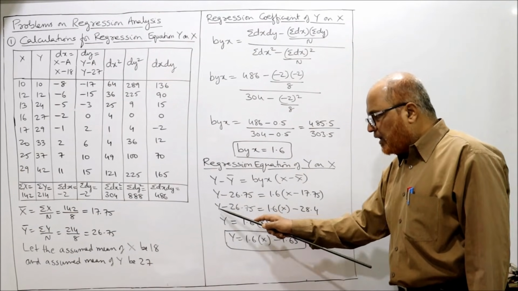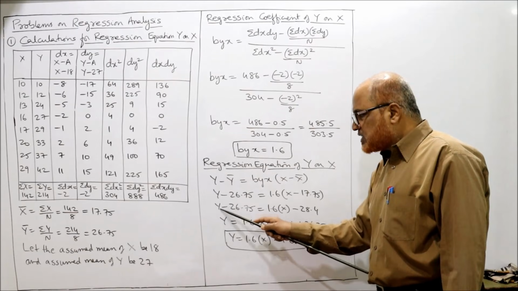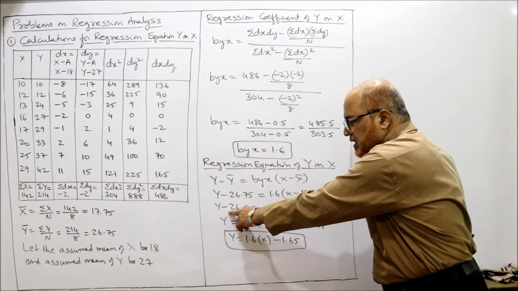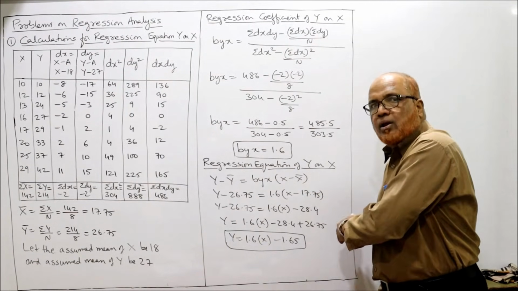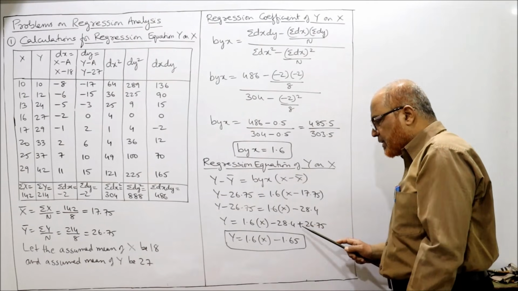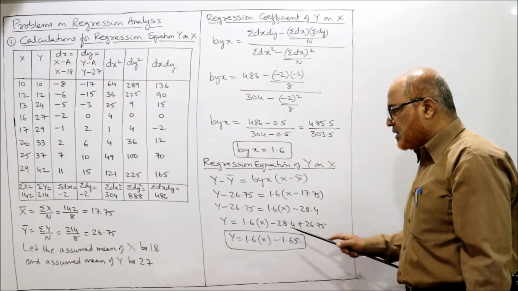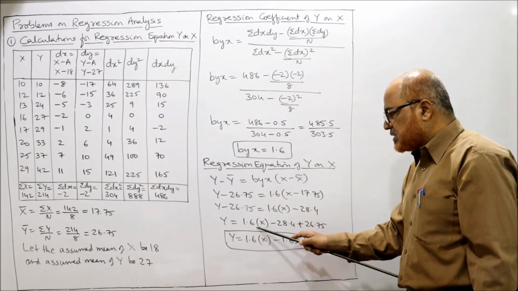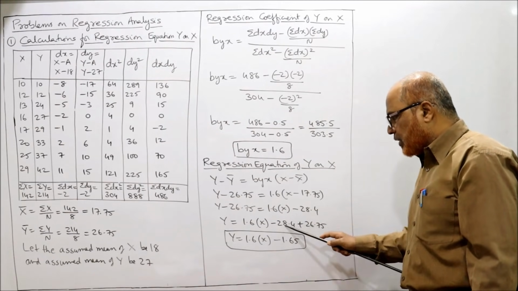Now keep y on LHS. LHS पे y को रोक दो और ये minus 26.75 को RHS पर ला लो, तो minus 26.75 जाकर यहाँ पर क्या हो जाएगा? plus 26.75. तो y is equal to 1.6x minus 28.4.